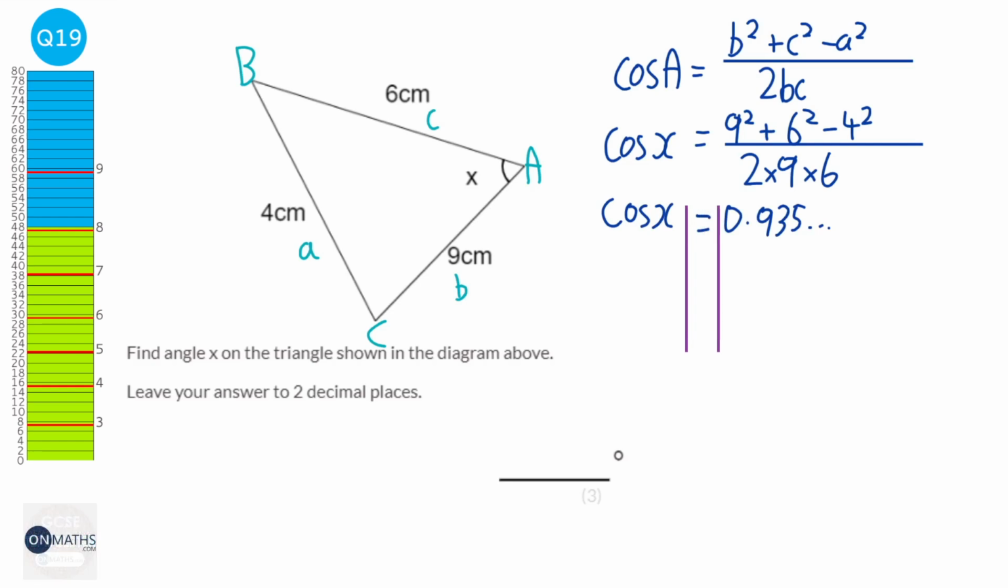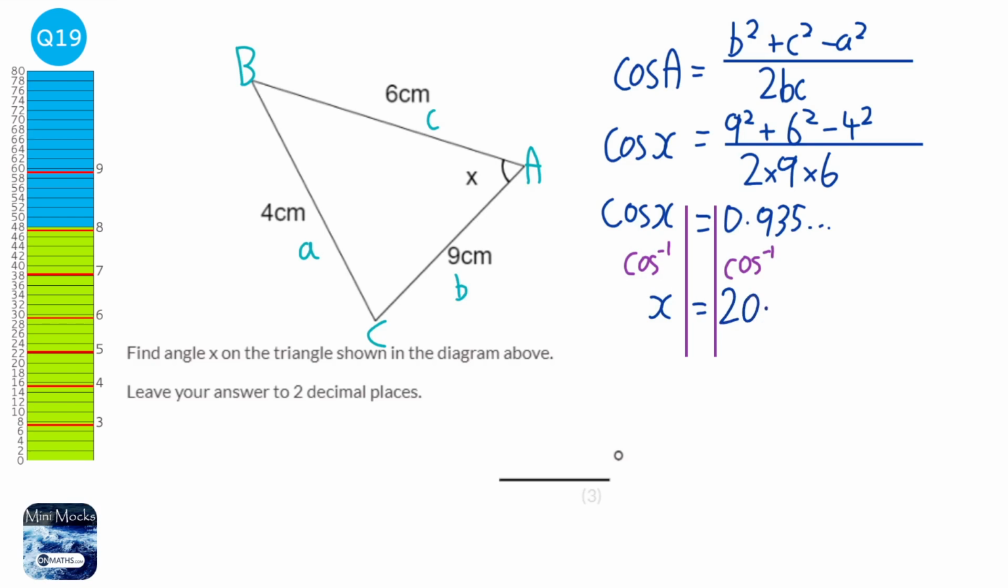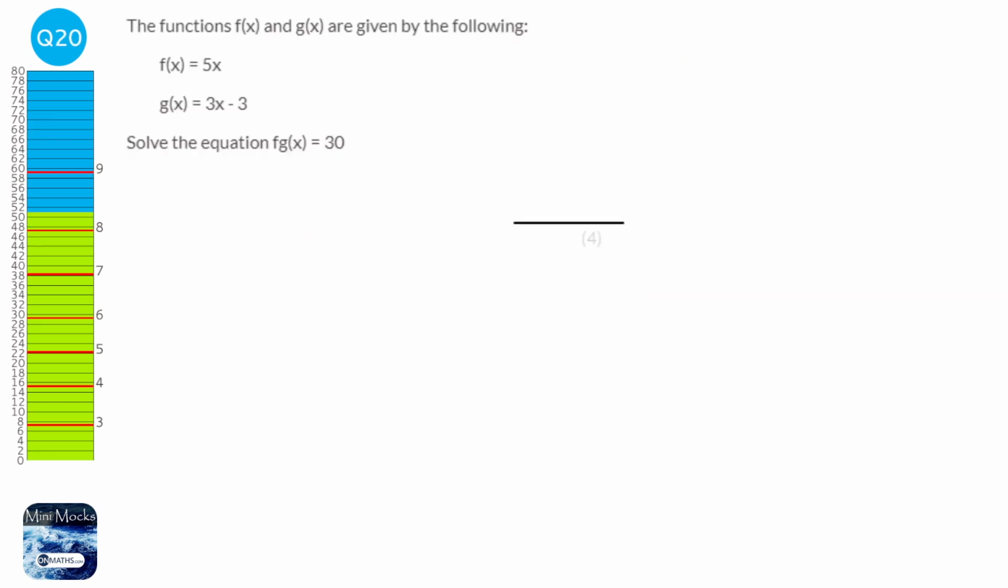So if we try and solve that now, all we need to do to both sides is the inverse cos. So we're just going to do the inverse cos of 0.935 etc. on the calculator, and that gives us 20.741 blah blah blah, and it wants it to 2 decimal places, so that's going to be 20.74.